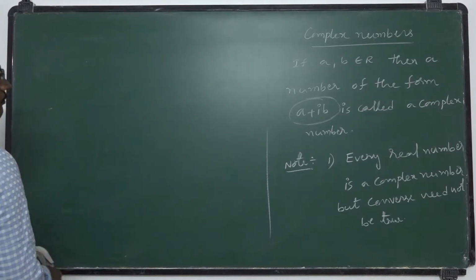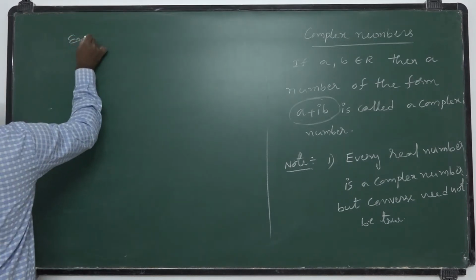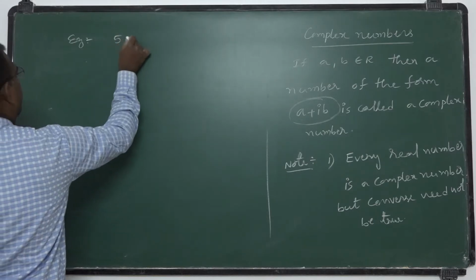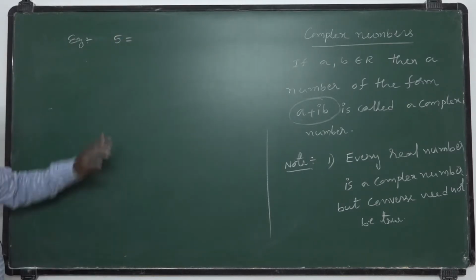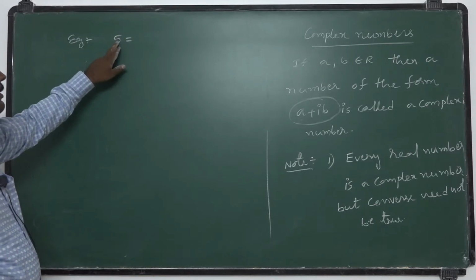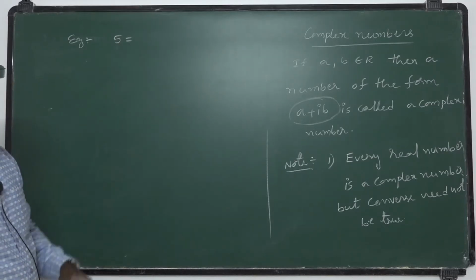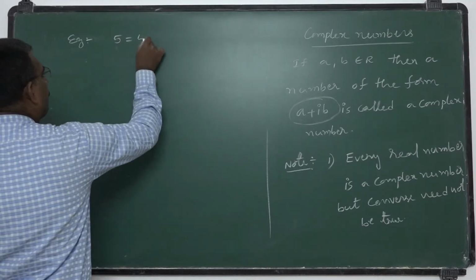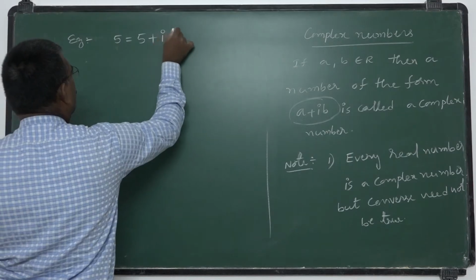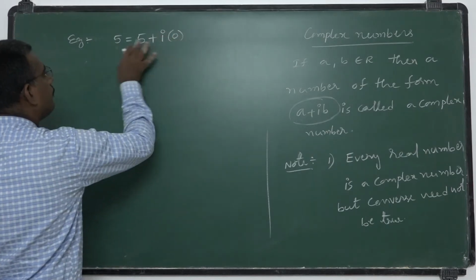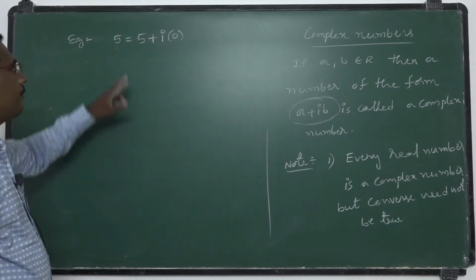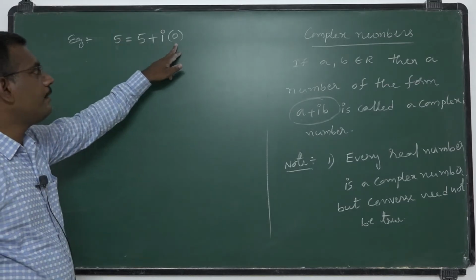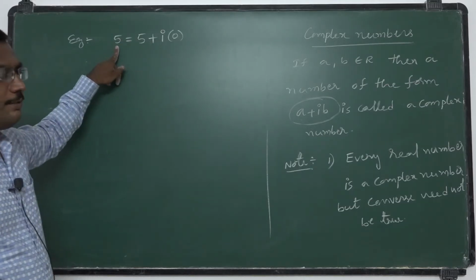For example, 5 is a real number. We can express this real number in the form of a plus ib: 5 plus i into 0, which is nothing but 5. So this number is in the form of a plus ib, therefore this is a complex number.